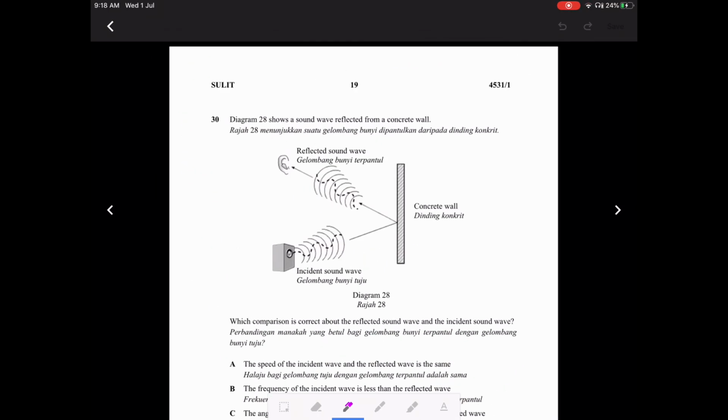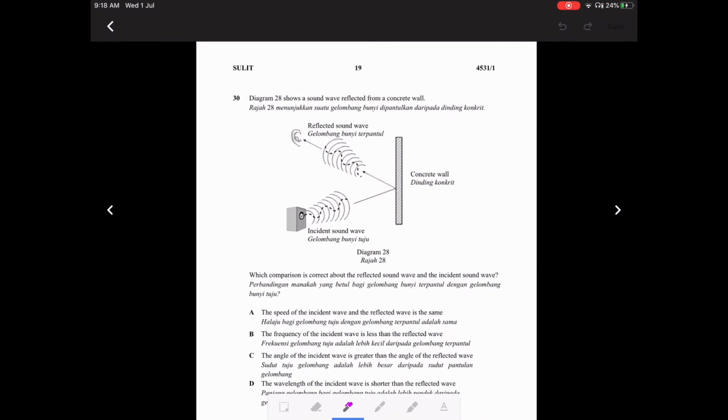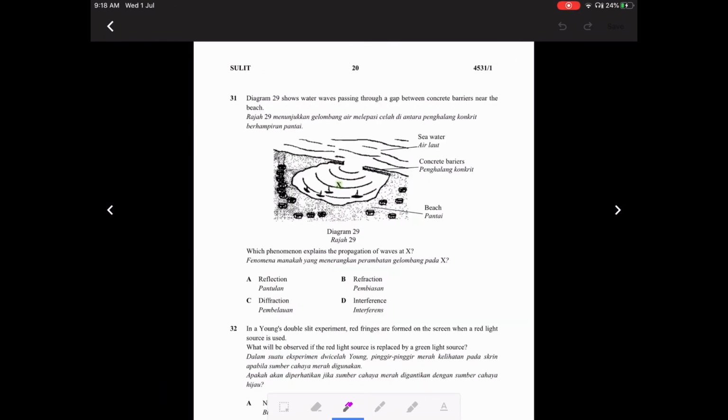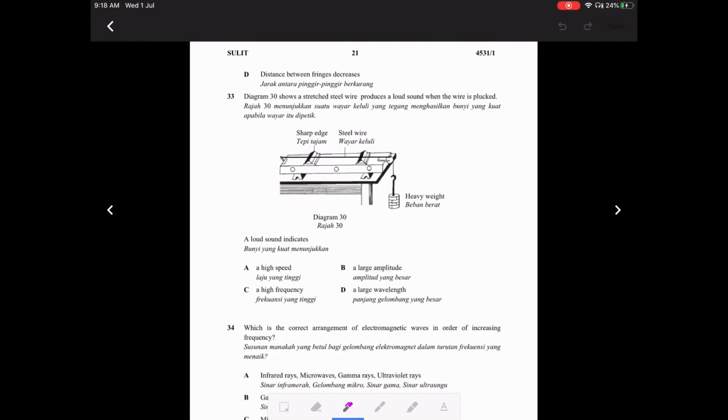Okay, soalan nombor 30. Soalan nombor 30 ni ialah wave, dah tak masuk lagi untuk soalan tingkatan 4. Yang lain-lain pun saya rasa tak ada. Ni semua dah masuk kepada wave. Okay, so itu sajalah.